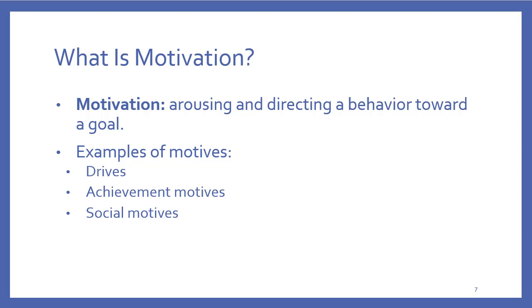Then we have achievement motives. Those are the things that we do in order to accomplish a task or a goal. Lots of times those might be associated with work or with school or something. So you might be motivated to accomplish something at school because you want to complete the project or do a good job on it.